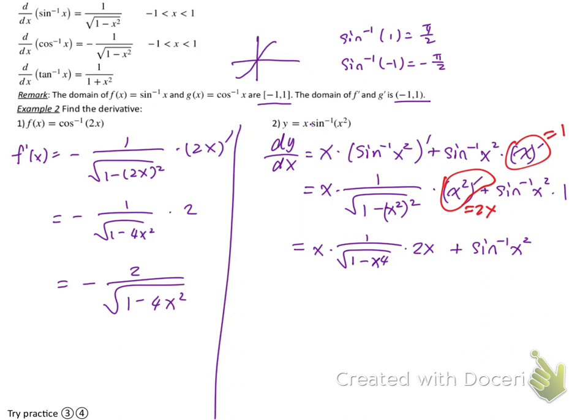Finally, I just put them together on the same numerator. I'm having 2x squared over the square root of 1 minus x to the 4th, plus sine inverse of x squared. Now you can try to do practice number 3 and number 4.